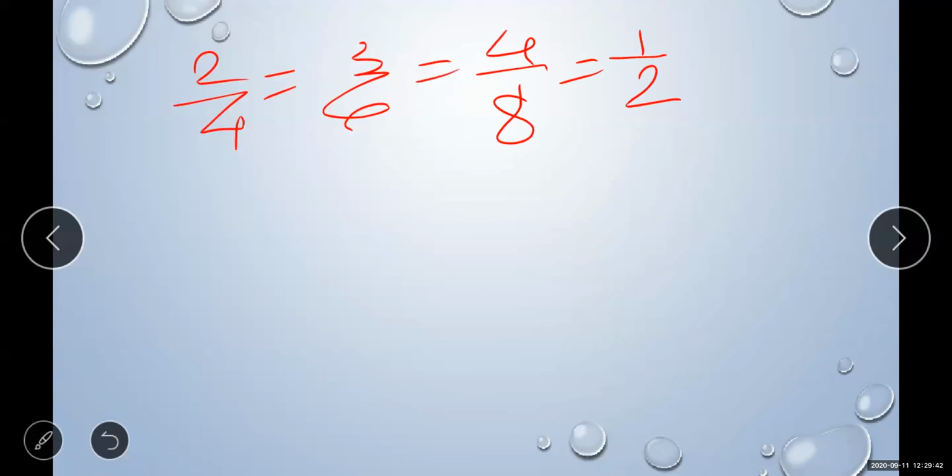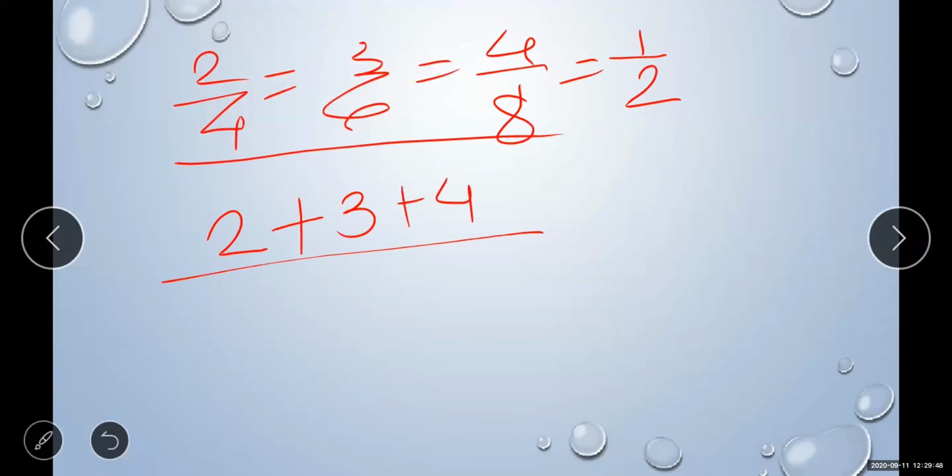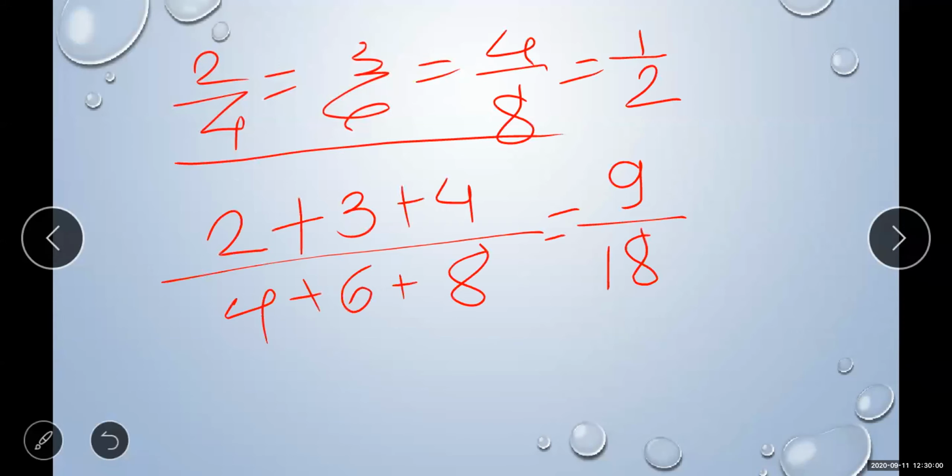Now if all these ratios are equal and you add the numerators only, what do you get? Just tell me. 2 plus 3 is 5, 5 plus 4 is 9. 4 plus 6 is 10, 10 plus 8 is 18. Again, 9 ones are 9, 9 twos are 18. When equal ratios are there and you add them, you get the same answer.